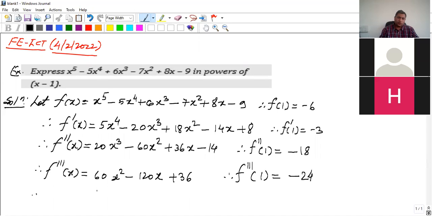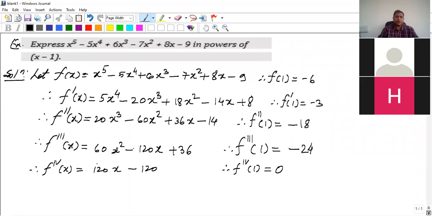Now again we go for the next derivative. So the fourth derivative, what will we have here? This is going to be 120x minus 120. So what did we get here? 0. The fourth derivative at 1 is equal to 0. So here it is easy. The fourth derivative at 1 is going to be 0.